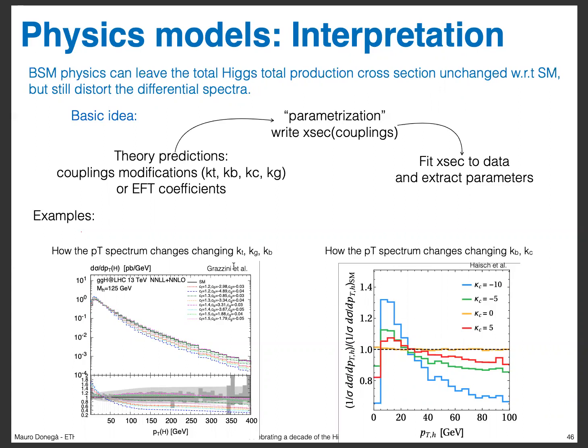One is from Massimiliano, showing how the pT spectrum changes as a function of kappa t, kappa g, and kappa b, sorry. And so here you see various numerical values of these parameters give you different pT, because you have a dependence on pT, you can fit it on data and constrain these parameters. And here is the same, but now instead of looking at the high pT region where you have the largest sensitivity, now you look at the low pT region where you're more sensitive to kappa b and kappa c. And this is a plot from Ulia et al.